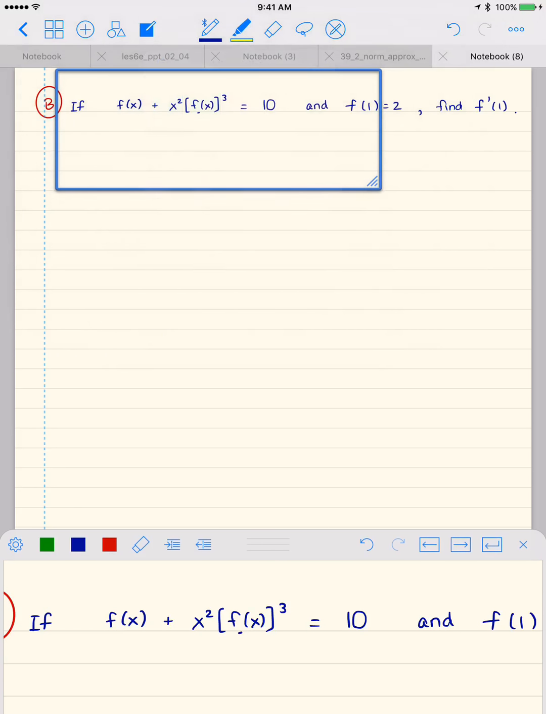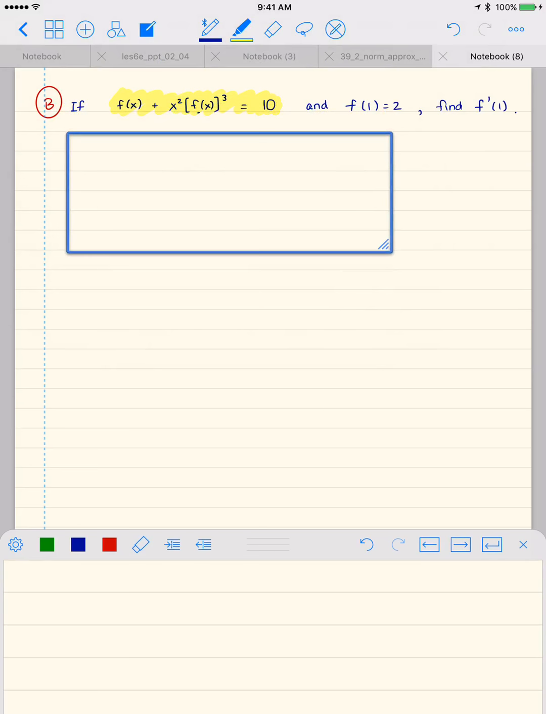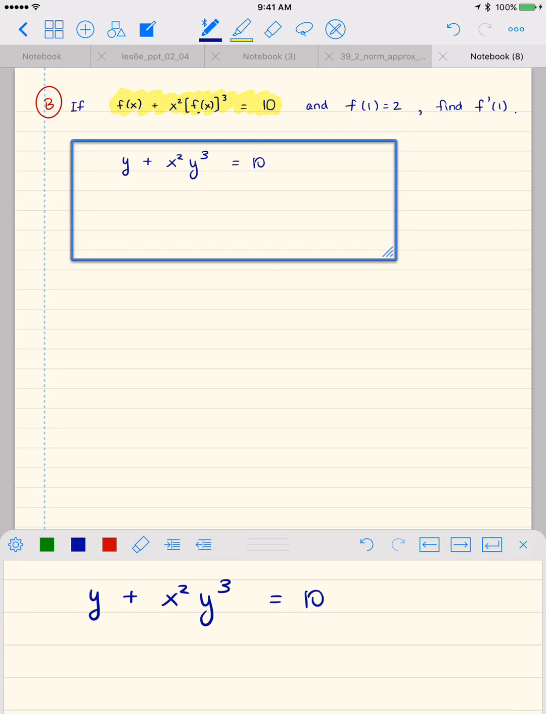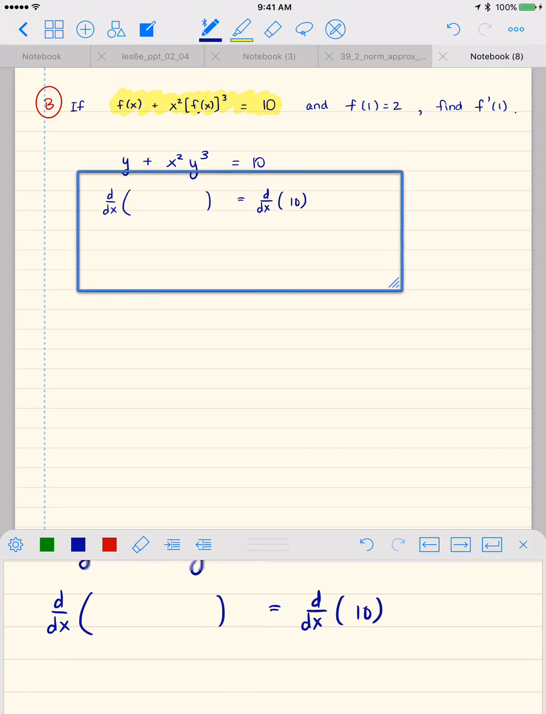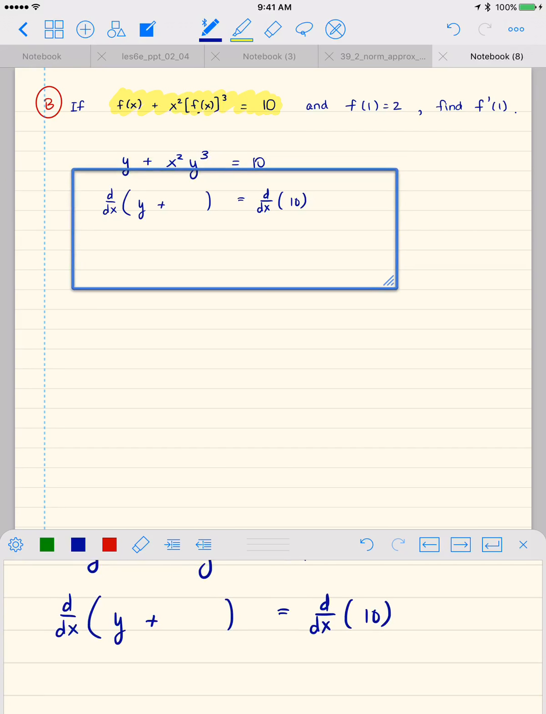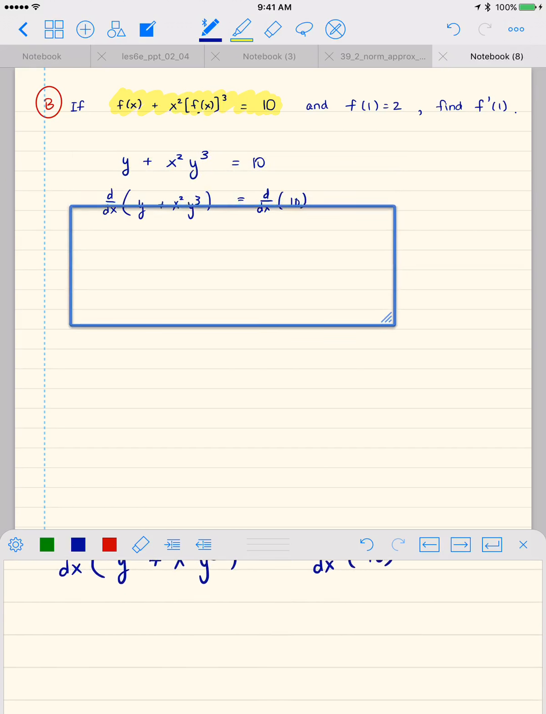So we can rewrite this equation here. This is the first piece of information we're given, that we've got this equation. So we can rewrite that equation as follows. y plus x squared y cubed equals 10, right? Now, to find f prime is essentially finding dy dx. So we're going to take the derivative with respect to x of the left-hand side, set it equal to the derivative with respect to x of the right-hand side. So it's y plus x squared y cubed.